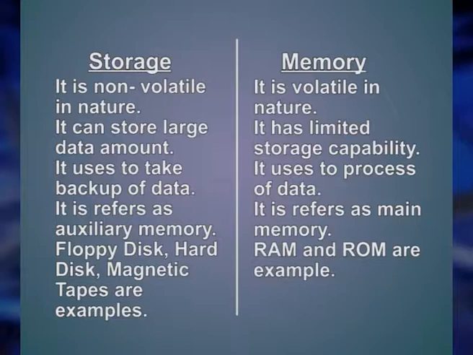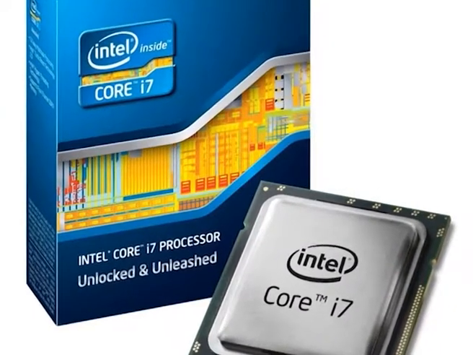The storage can store a large amount of data, while the memory has a limited storage capability. Storage is used to store the data, but the memory is used just for the processing of data. Now, storage is referred to as auxiliary memory, while the memory is nothing but the main memory of the system. Examples of storage memory are floppy disk, hard disk, and magnetic tapes, while the examples of main memory are RAM and ROM.